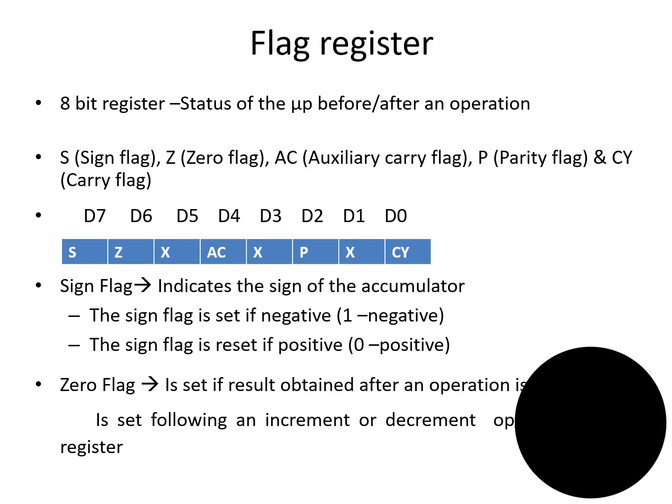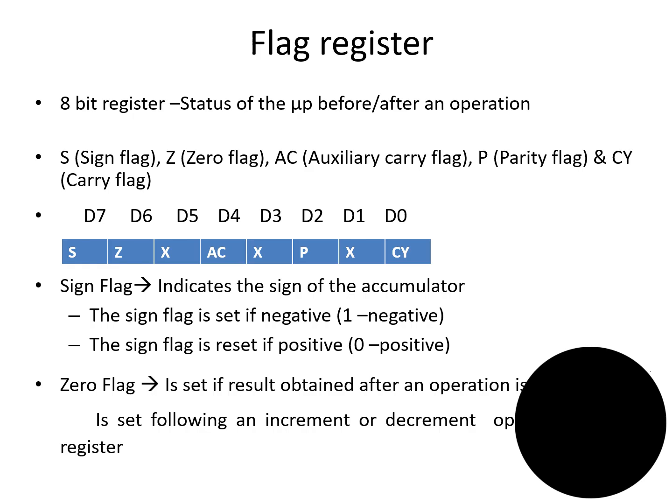The sign flag indicates the sign of the accumulator. Whether the processed result is positive or negative will be indicated by the sign flag. For example, if the result is negative, this particular bit will show a 1, and if it is positive, it will show a 0. That is the reflection of the sign of the processed data.